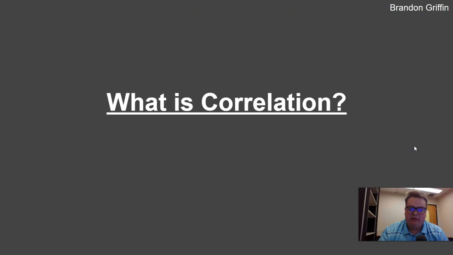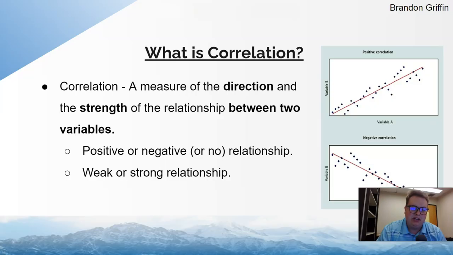So first up, we have to answer the question, what is correlation? You've probably heard the term correlation before, and you know that it has something to do with the relationship between two variables, but what exactly does it mean? Correlation is a measure of the direction and the strength of the relationship between two variables.